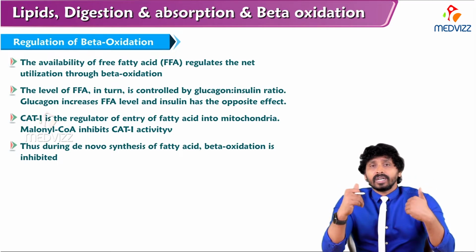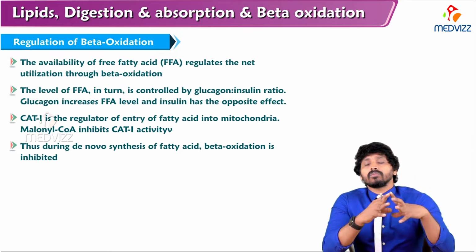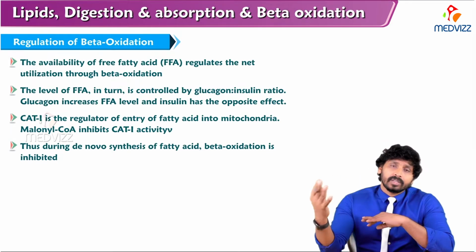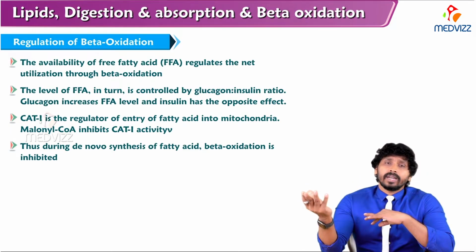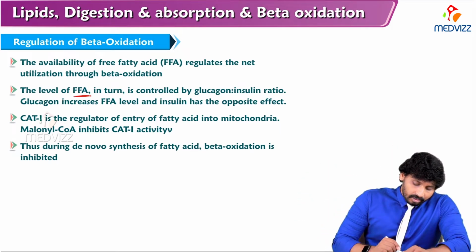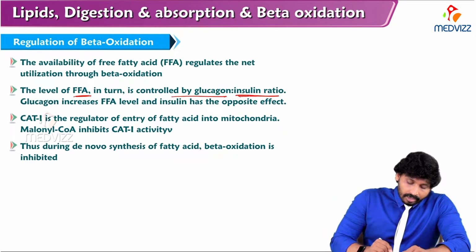If we are in need of energy, triacylglycerols undergo degradation and free fatty acid formation will occur. They will travel in the circulation and reach whichever target tissue requires energy, where they undergo beta oxidation and provide the energy. The level of free fatty acids is in turn controlled by the glucagon-insulin ratio.